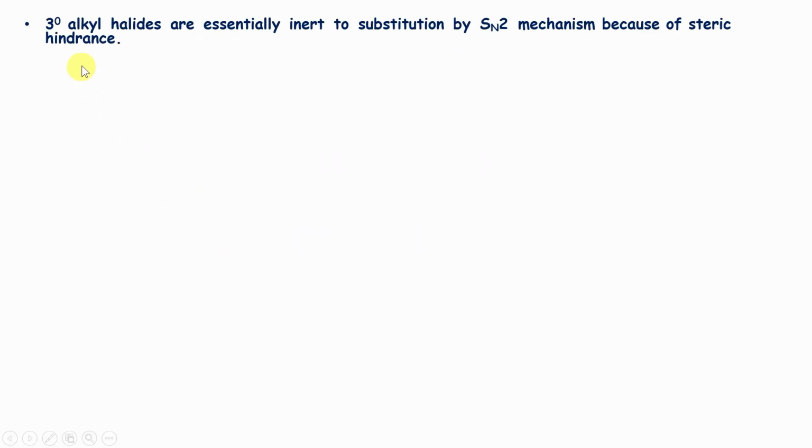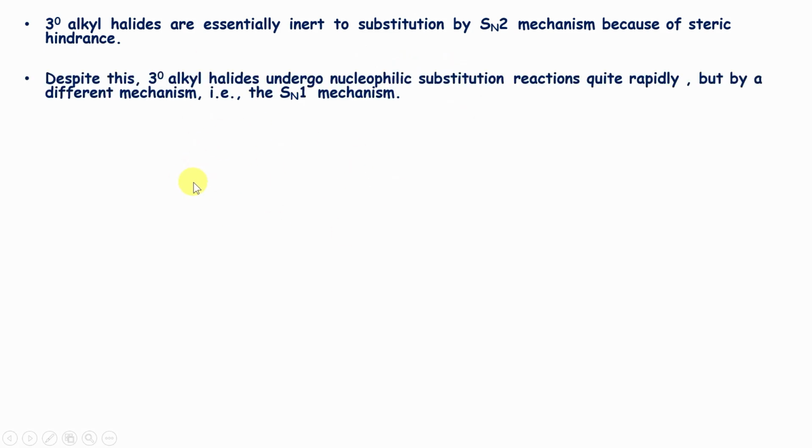You can see tertiary alkyl halides are essentially inert to substitution by SN2 mechanism because of steric hindrance. But despite this steric hindrance, tertiary alkyl halides undergo nucleophilic substitution reaction quite rapidly, but by a different mechanism.